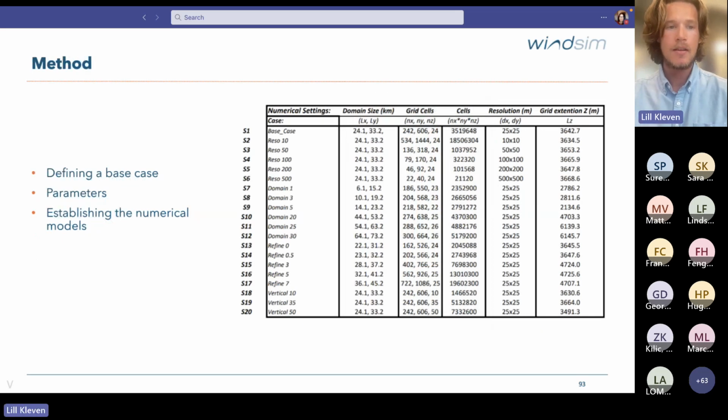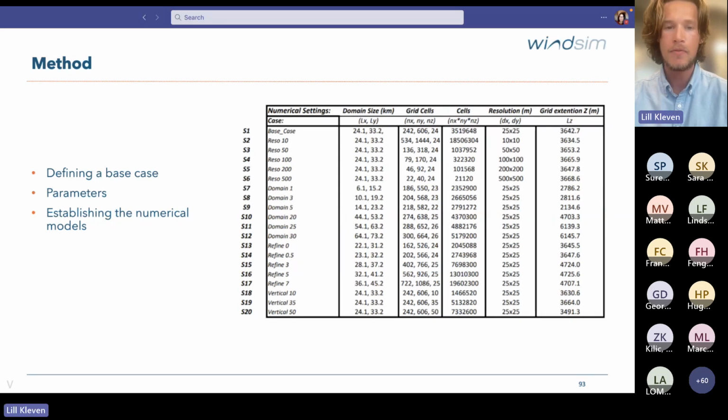So the method, the first step was to define a base case. That is what I have called S1. So that's the 25 resolution model with the 10 kilometer buffer and about 3.5 million cells. And then I created different cases. So I had 4 different parameters. That was resolution. I had a range of different resolutions from 10 meters to 500 meters.